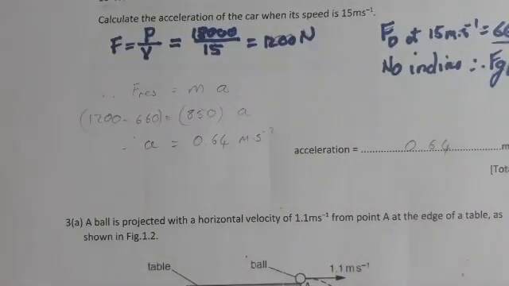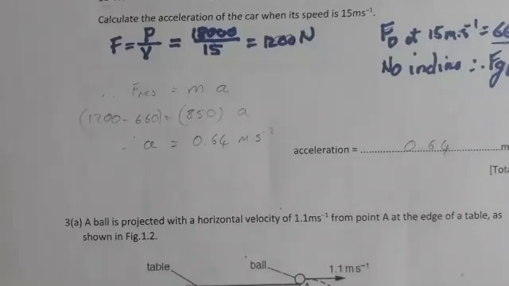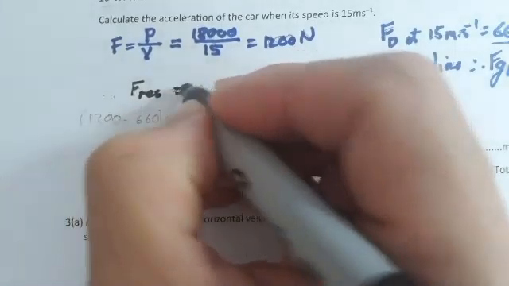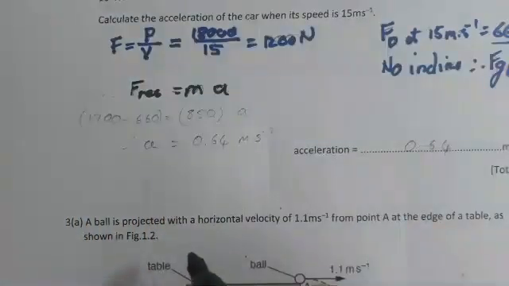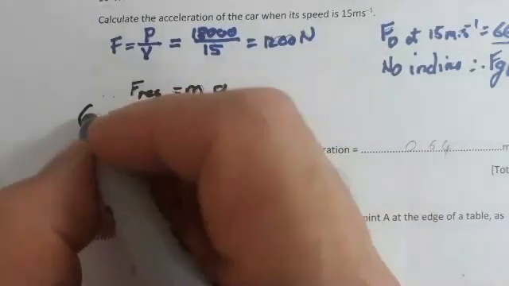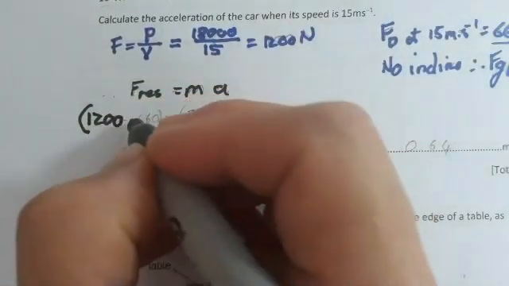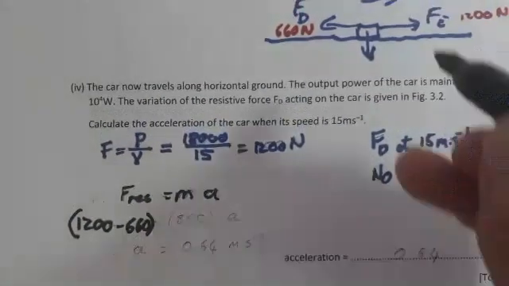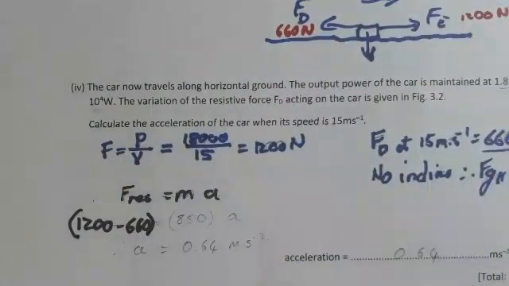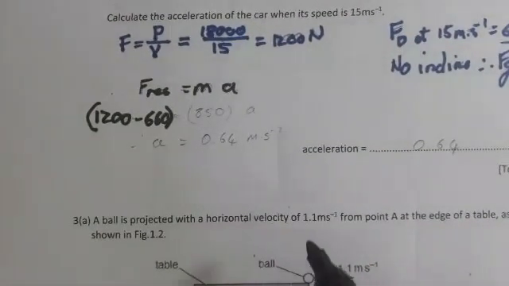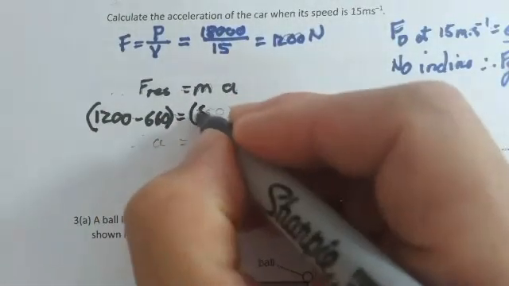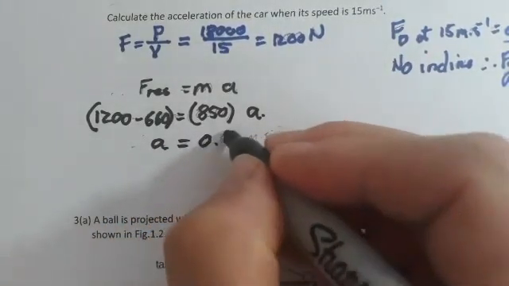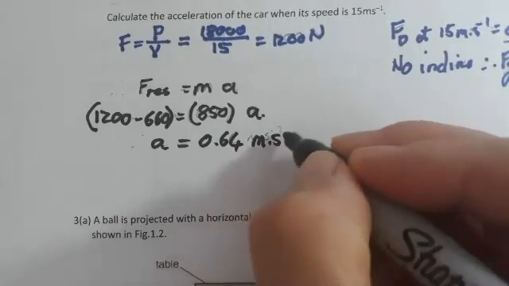We know that my resultant force can be calculated by using Newton's second law. So if resultant equals mass times acceleration, my resultant force is the sum of my forces. And I know, well, positive direction is as it moves in the direction of the engine. My mass is 850. I can get my acceleration. Acceleration is 0.64 meters per second squared.